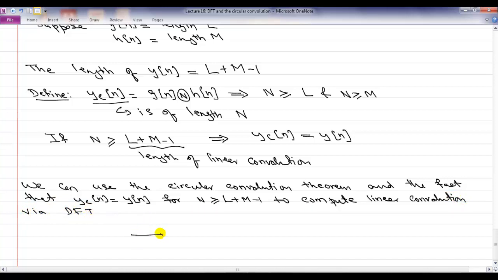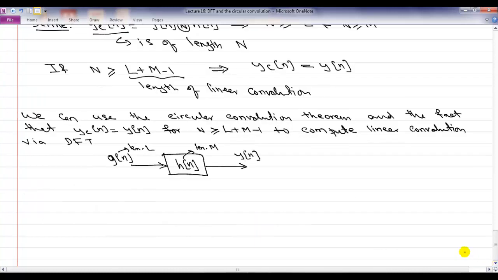So we'll combine the lessons of this discussion and earlier theorems as follows. We are given a system Hn which has length m. It is input a signal Gn of length L. We are interested in computing the output Yn. So instead of using the convolution formula, first we'll pick a number n greater than or equal to L plus m minus 1. Now why is it not exactly equal to L plus m minus 1? Because we want to compute the DFT in a faster fashion using FFT.